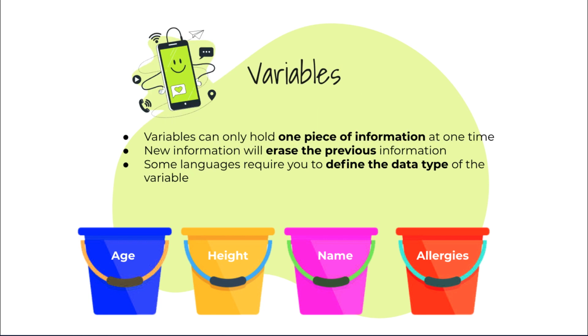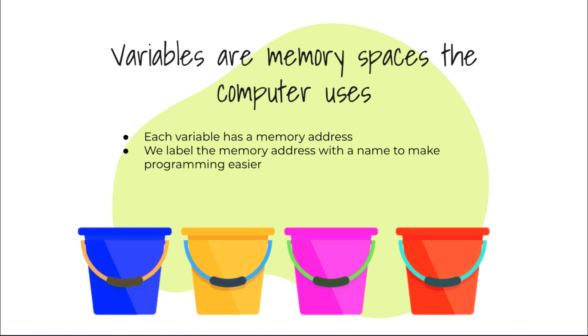Now variables can only hold one piece of information at a time. So if my age is 27, and then I change that and put 56 into that bucket, the previous 27 would be lost. So it's a good idea of thinking that variables can only hold one piece of information. I can replace it, but I'll lose the previous information. Some languages require you to define the data types of the variable. For the technical programmer, variables are memory spaces that the computer uses. Each variable has a memory address allocation. We label the memory addresses with a name to make the programming a lot easier.